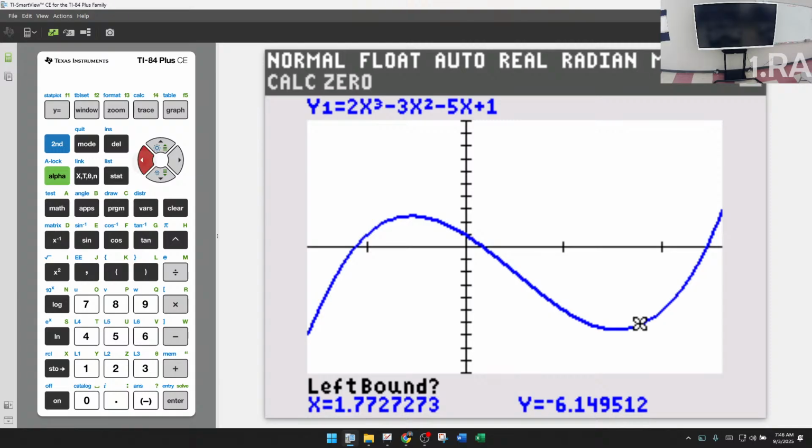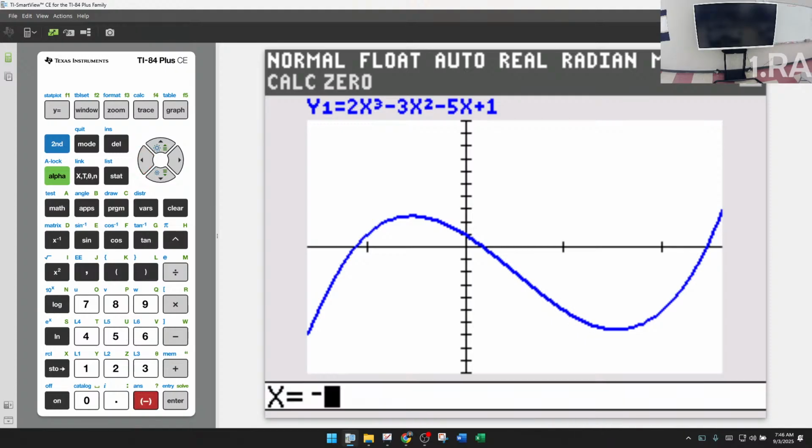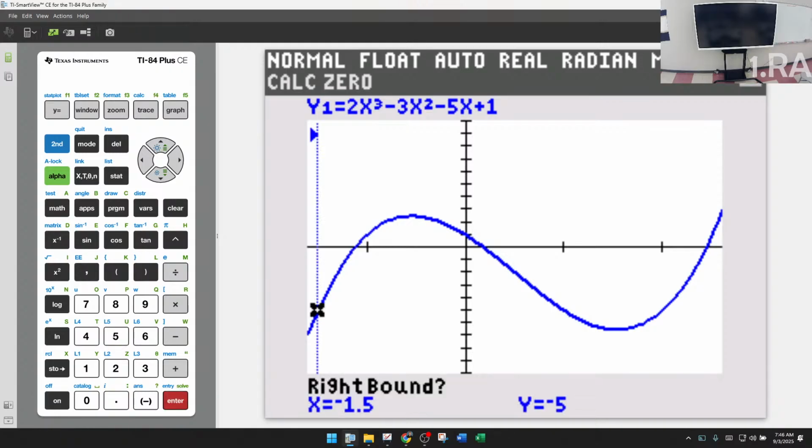Doesn't matter. See how moving it takes a whole lot longer than just typing in like negative 1.5. There, I got it. Good. Right bound 0. Guess. There's the 1, 0. That's this one. That's not the one that's on the paper. And then you've got to do it again to find the next one. To find the next one, you've got to find the other 0. Put it to the left, put it to the right. And then to find the other one, you've got to put it to the left and put it to the right. TIs are horrible at that.